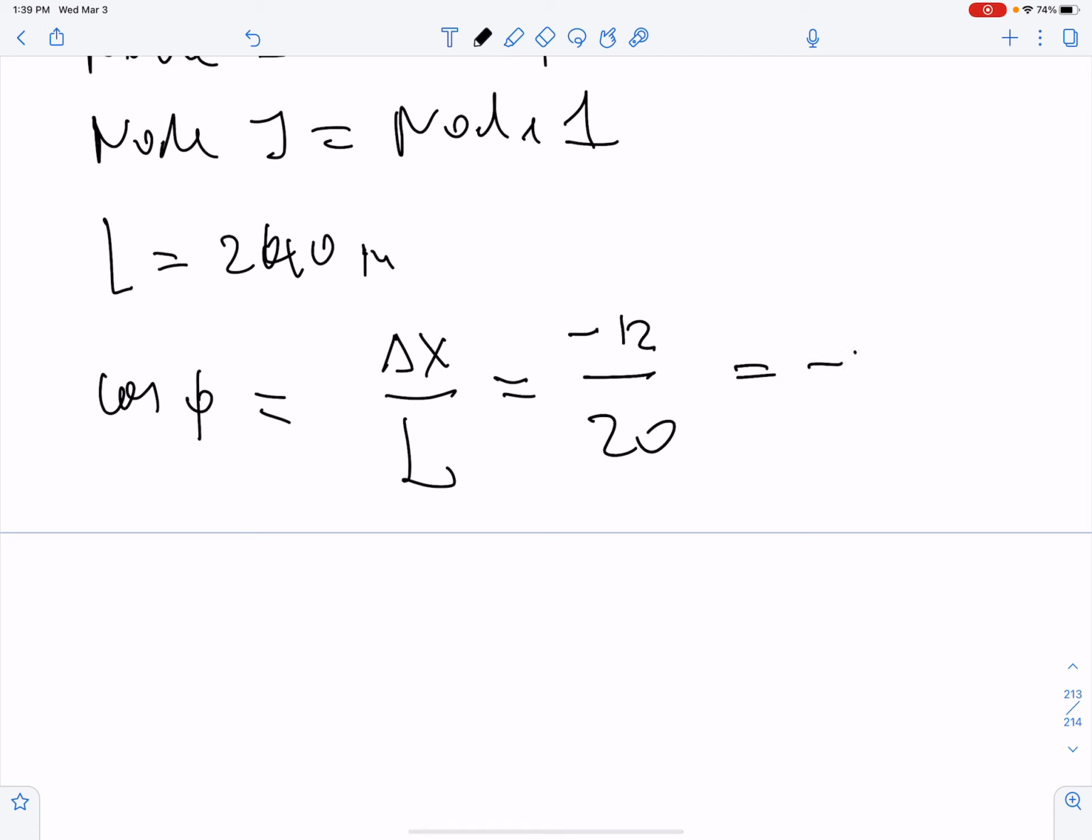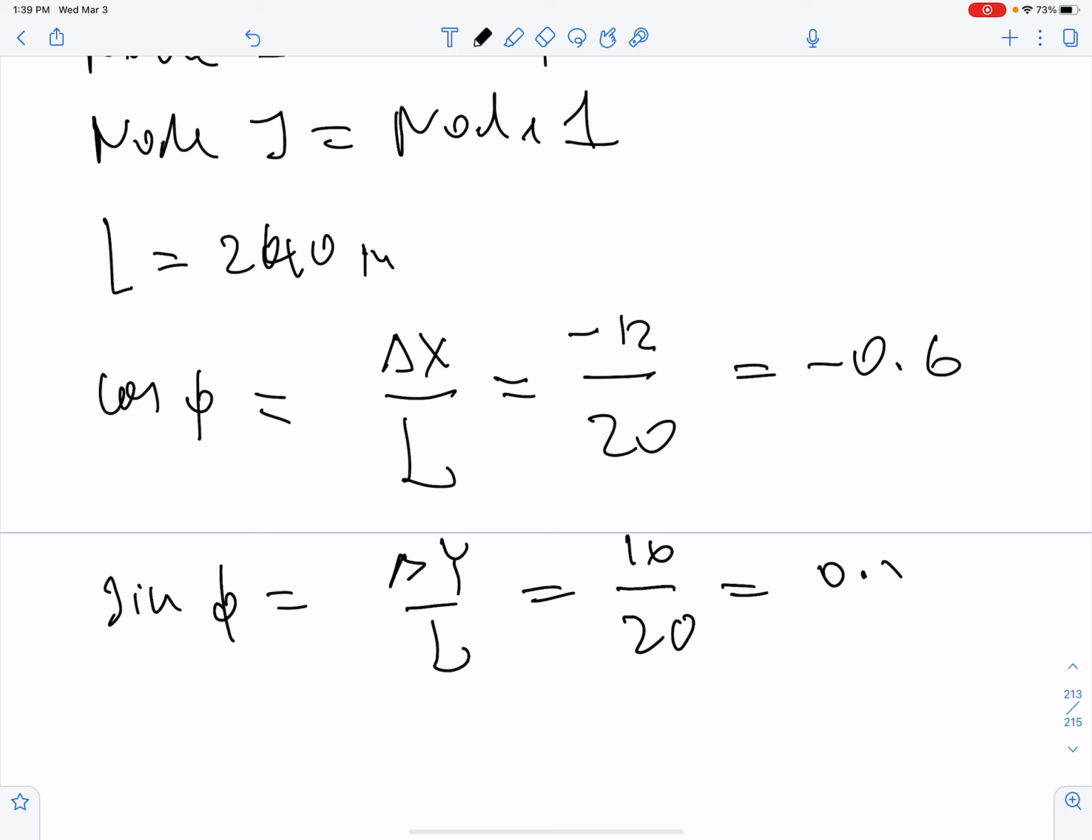So I get minus 0.6, okay? So don't be afraid, right? If your cosines have negative numbers in it, it's perfectly fine. Sine phi equals delta y over L. Okay. The y elevation is still the same, 16 positive, divided by 20, you get 0.8.